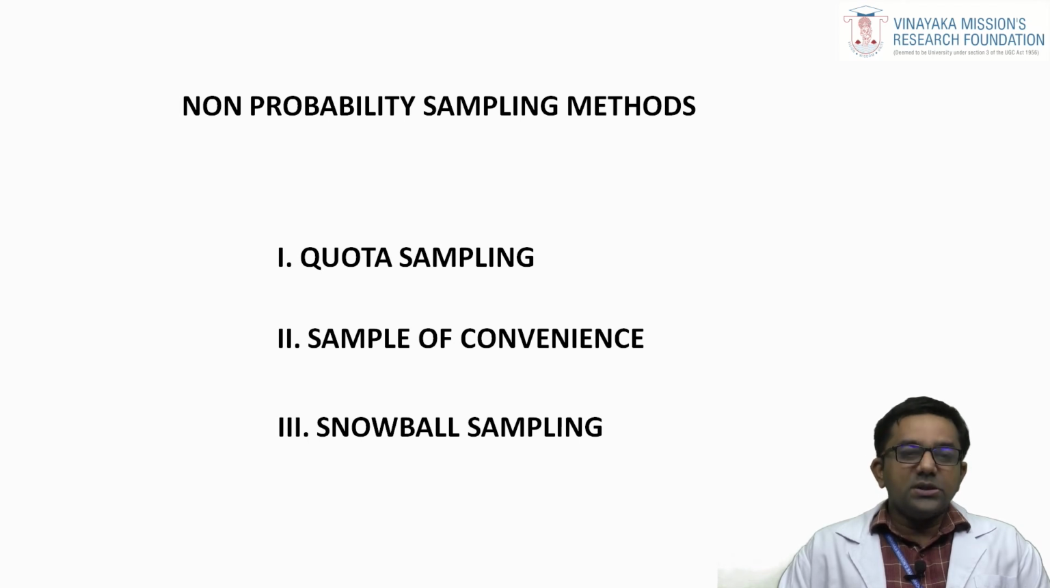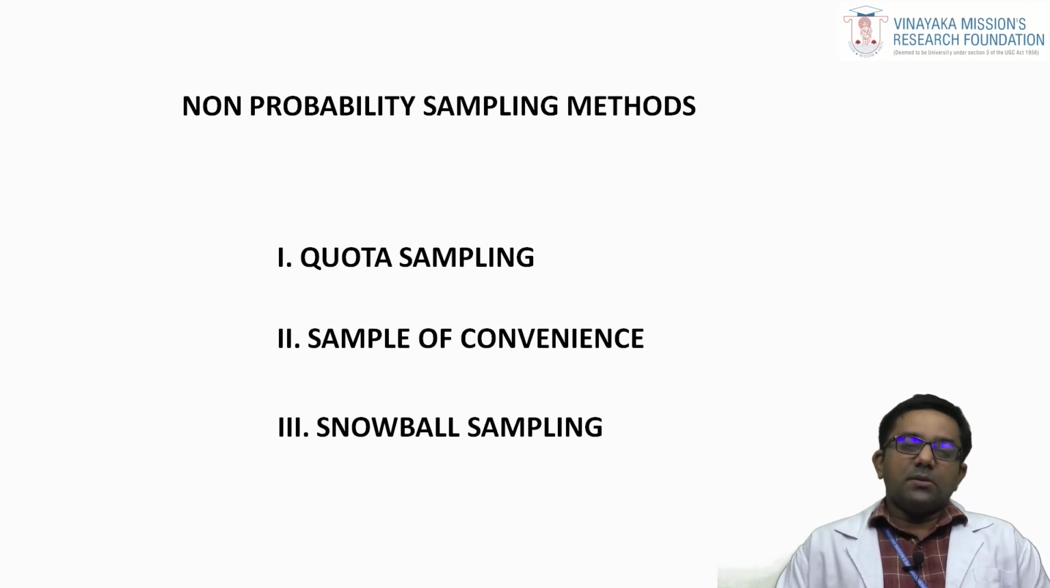Sample of convenience. Sample of convenience means we often select a sample based on the convenience of the participants, or based on our convenience, the investigator's convenience. Whoever is available at the particular day, at the day of data collection, however many individuals are there, I am going to select. So, that means I am going to do a convenience sampling procedure. At my convenience I am going to select the population, that is why it is known as convenience sampling.